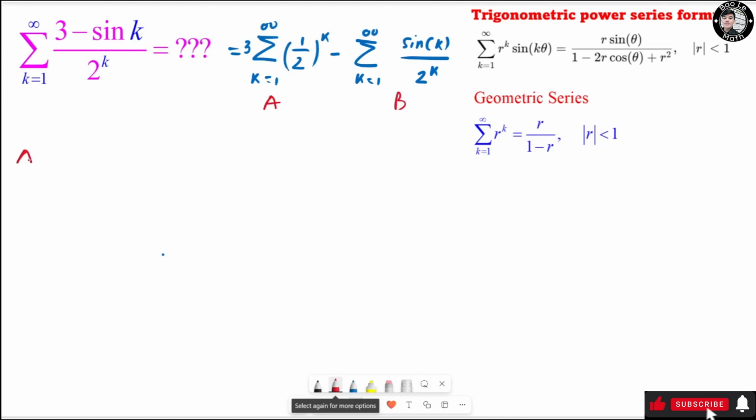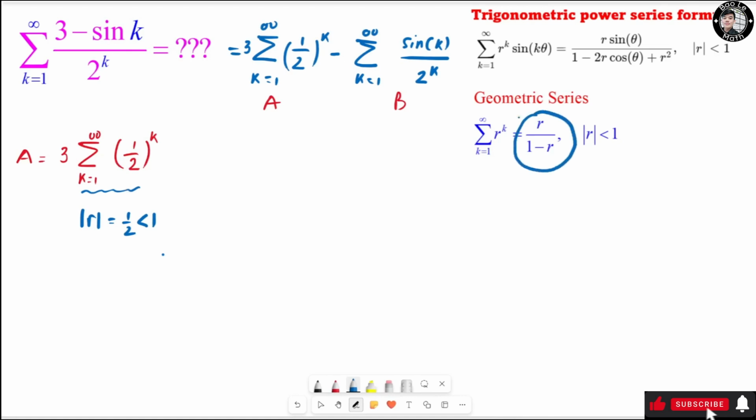Now series A is actually a geometric series, since the common ratio equals 1/2, which is less than 1. Then the geometric series converges. So it's going to be 3 times (1/2) over (1 minus 1/2), and it's going to be 3.